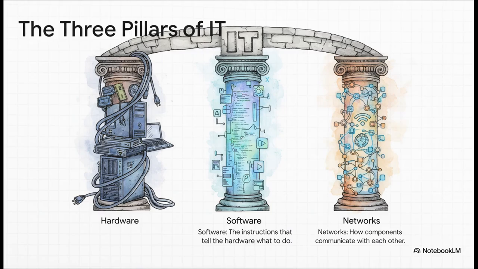So when you boil it all down, all of IT really just stands on three main pillars. First, you've got hardware. That's the physical stuff you can actually touch, like your laptop or your phone. Then you've got software. Those are the instructions, the apps, and programs that tell the hardware what to do. And finally, you have networks. That's the magic that lets all these different parts talk to each other and, of course, to the internet.